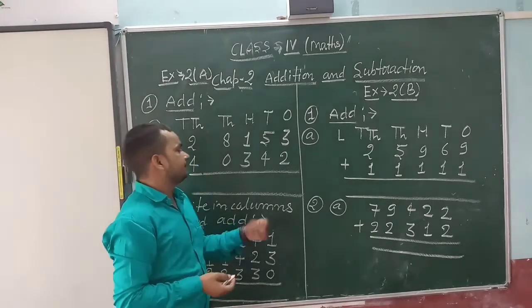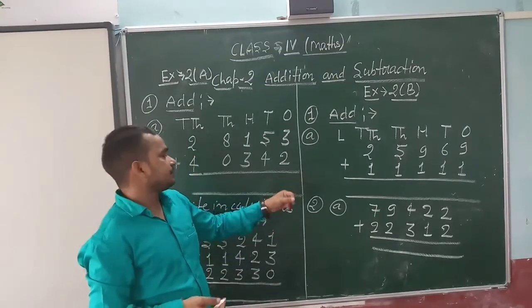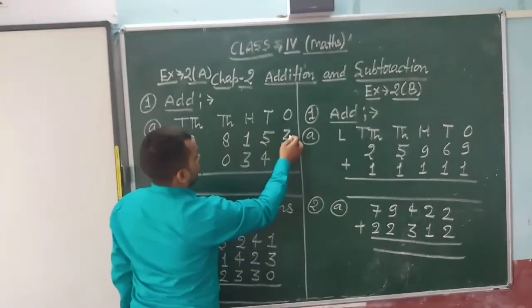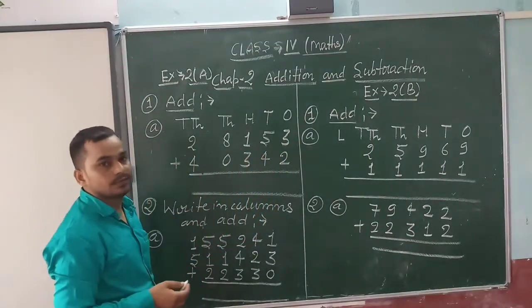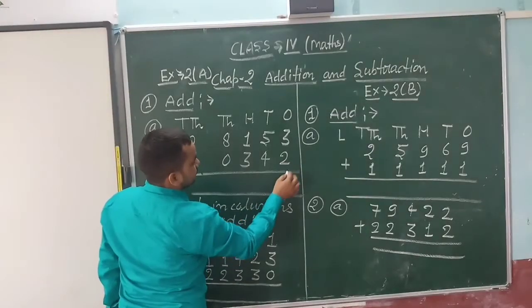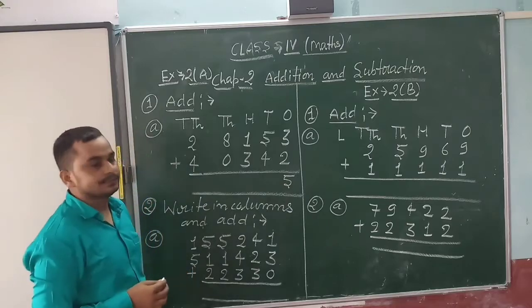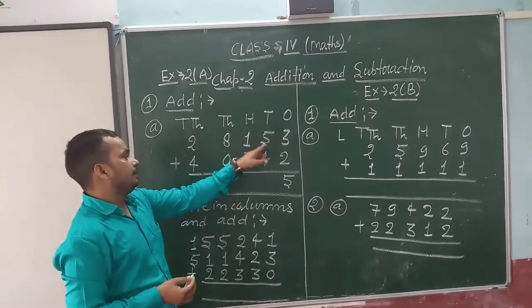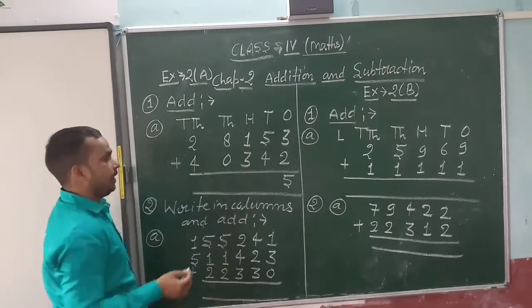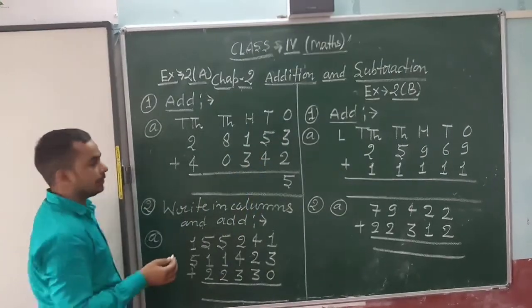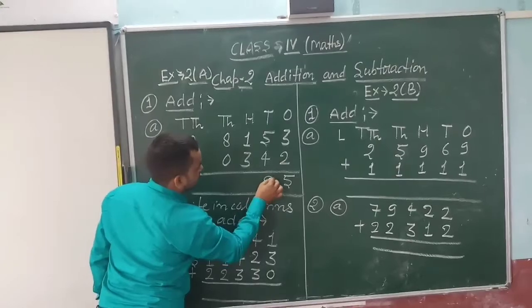So when we add from the right side, 3 plus 2, 5, then 5 and 4. So 5 plus 4. When we add 5 and 4, we have 9.